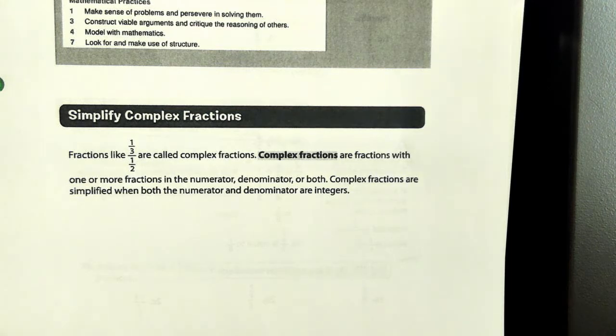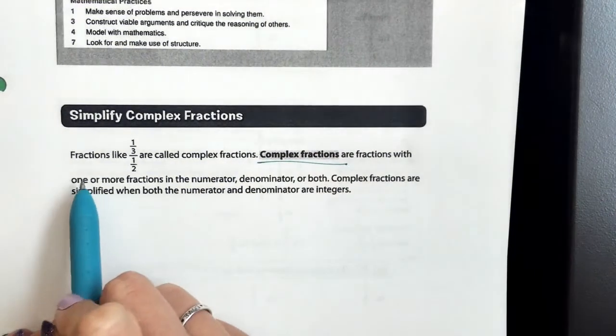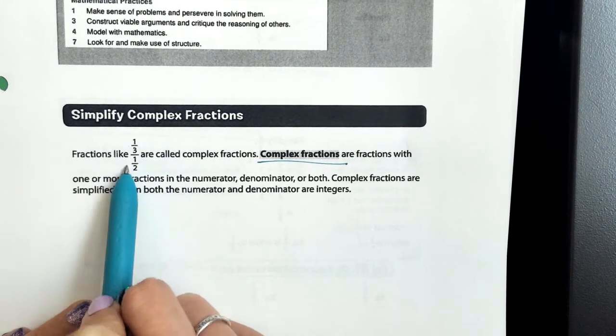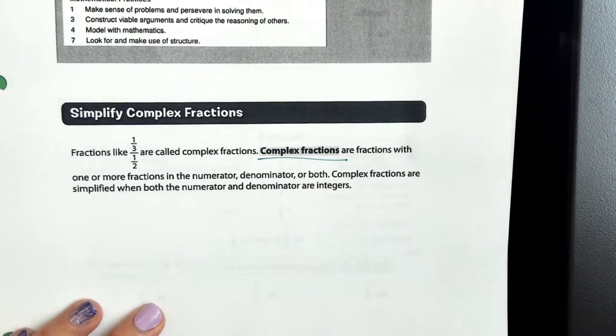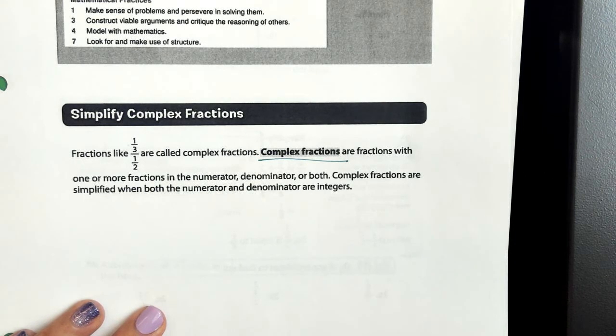On lesson 5-3, we are talking about complex fractions, and complex fractions are fractions with one or more fractions in the numerator, denominator, or both. Okay, so I like to call a complex fraction a fraction within a fraction. Complex fractions are simplified when both the numerator and denominator are integers.